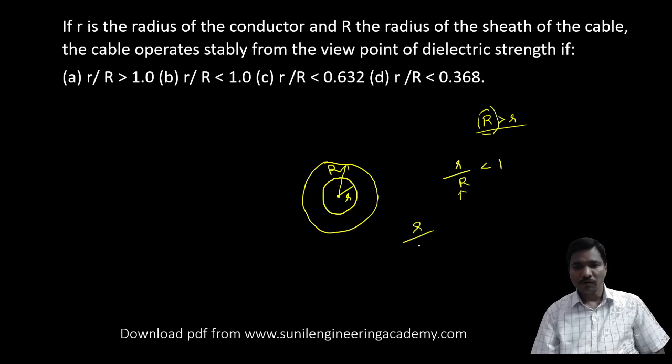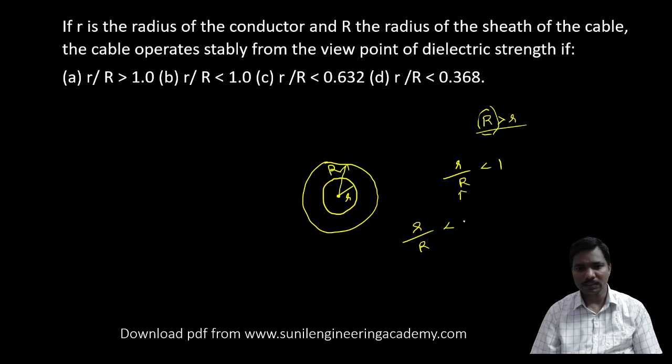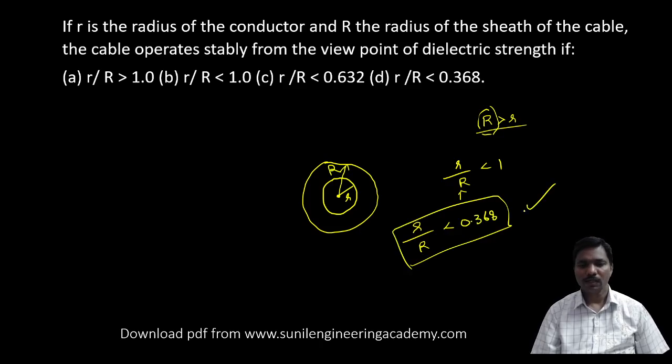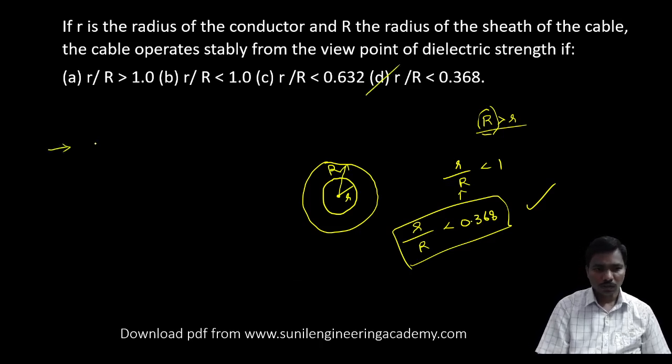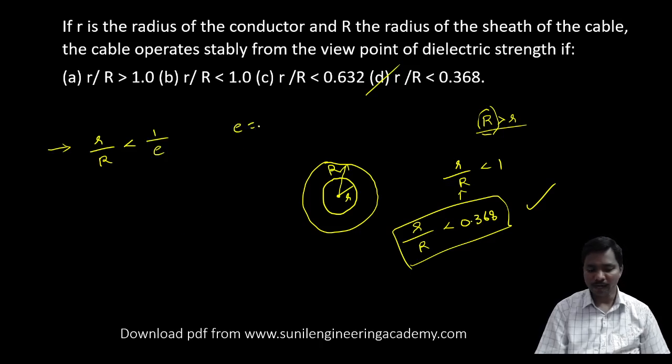So we have one particular value. Small r by capital R must be less than 0.368. If that is the factor, then we can get very good dielectric strength. So the answer is option D. Generally, we have the rule that small r by capital R must be less than 1 by e. What is this e? e is a factor, and the value of e is 2.7. So at least this much of a factor is there.